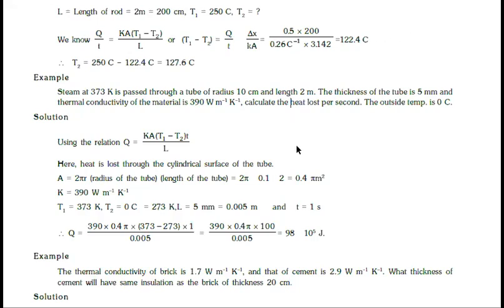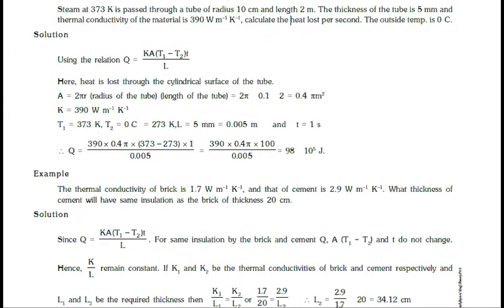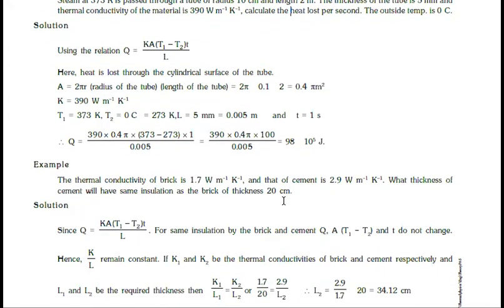Okay, so this is also based on the same concept. If you solve this, the formula will be the same. So we just have to find the ratio, because the temperature difference is the same and the area is the same. So we just have to take the ratio of their thermal conductivity and length, which is your thickness. Right, so we'll get 34.12. Got it? I hope everyone got it.